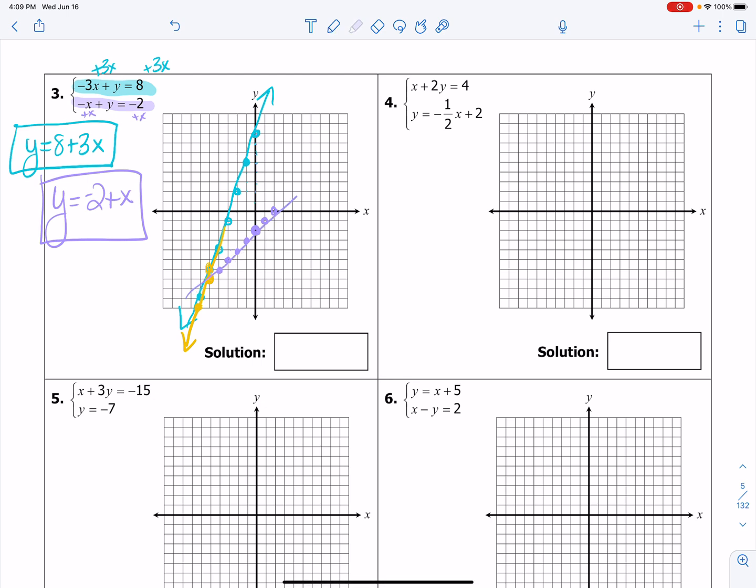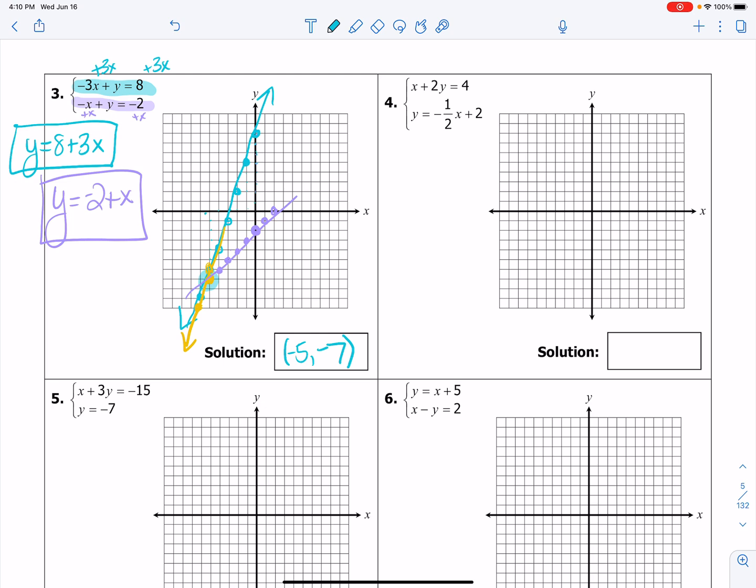So they hit, excuse me, they hit right there at 1, 2, 3, 4, 5, 1, 2, 3, 4, 5, 6, 7. -5, -7. I'll do another one of those.